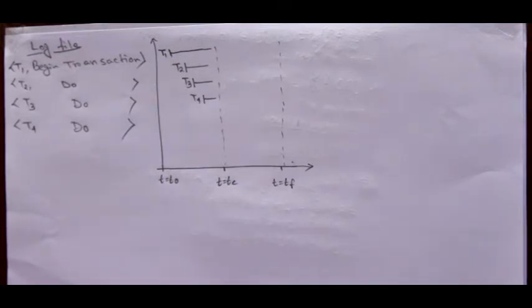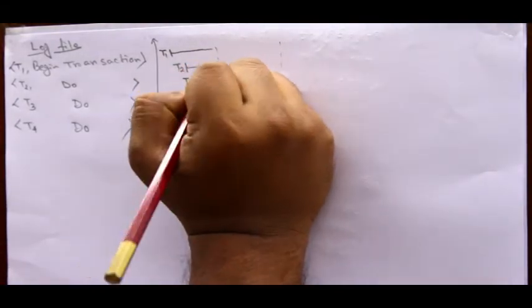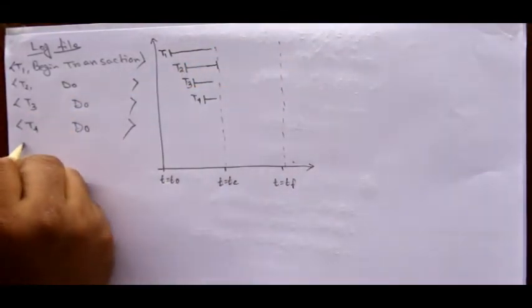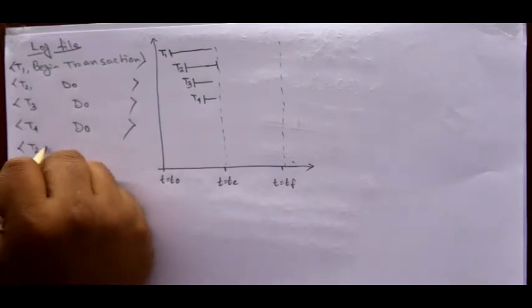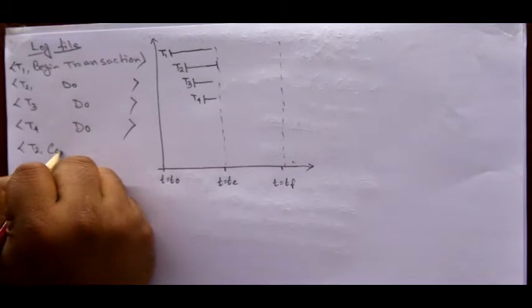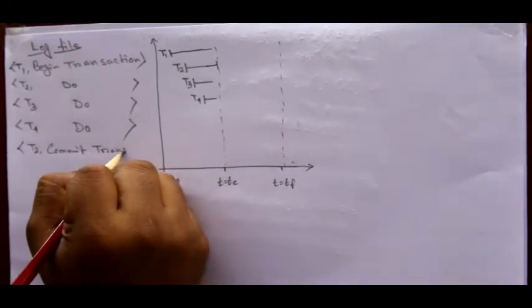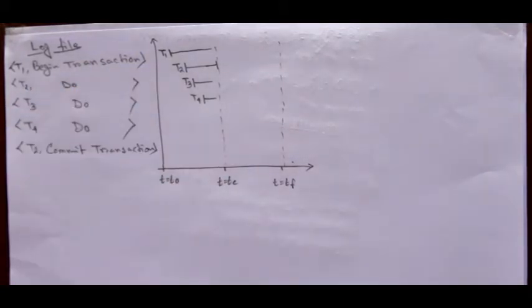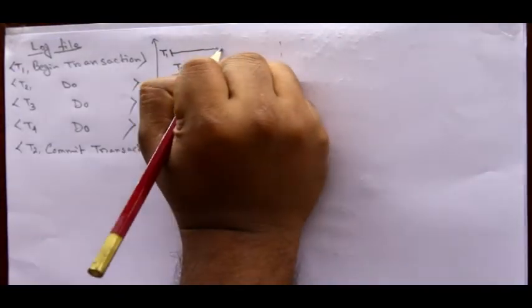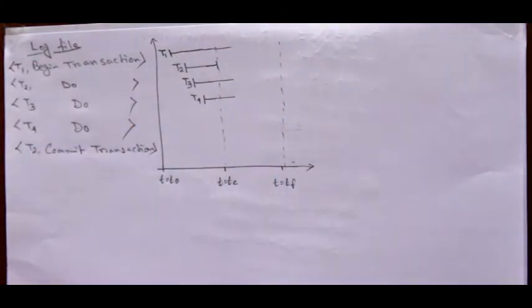After some time, suppose transaction T2 ends here, so you have to record this: transaction T2 commit transaction, that means transaction T2 is completed, and transactions T1, T3 and T4 are going on.